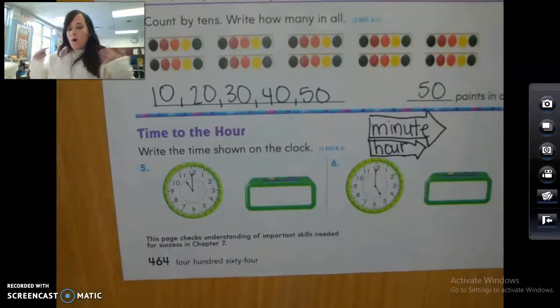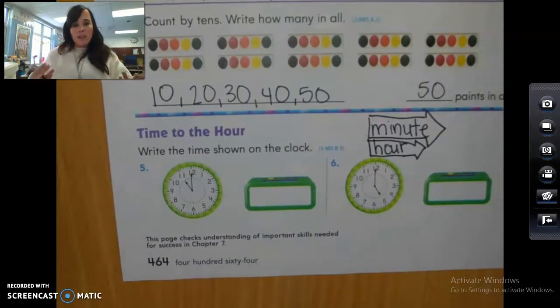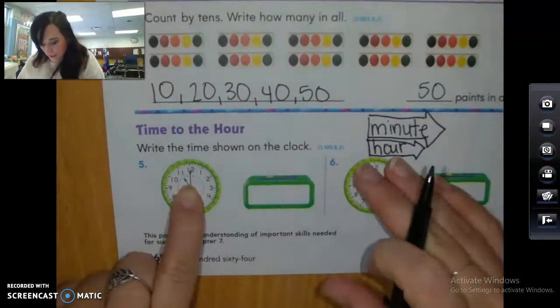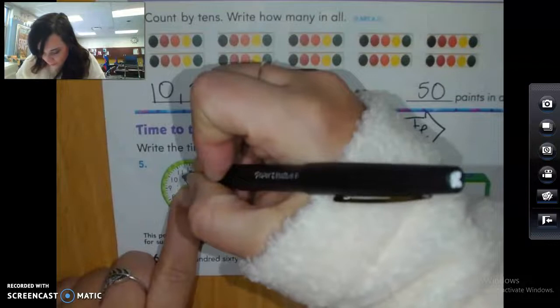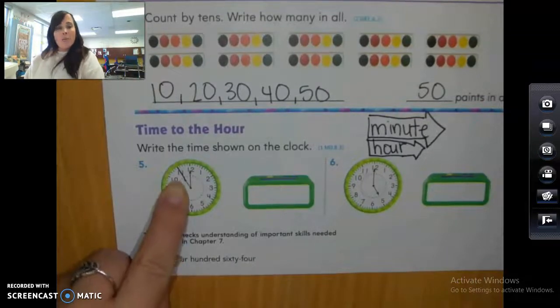Okay? So we're going to look at that short hand first and figure out where that short hand is pointed so we can figure out the hour. So here we have the short hand. I'm going to make it go all the way across my clock. You can do that too, just so I can see really easily what it's pointing to. So what is that hour hand pointing to?